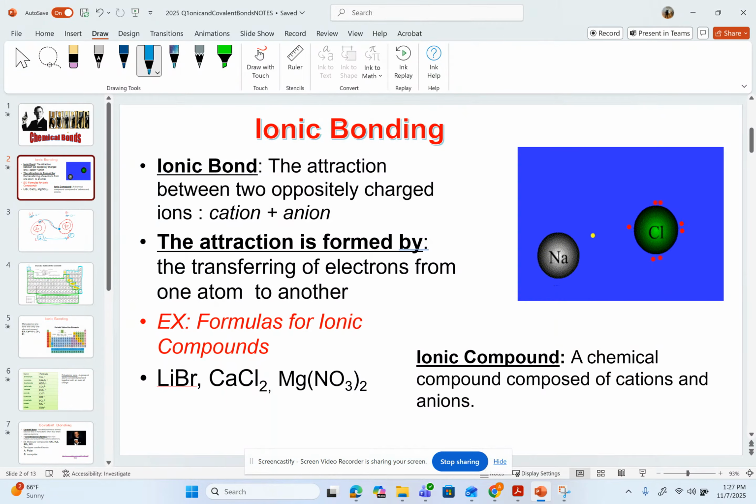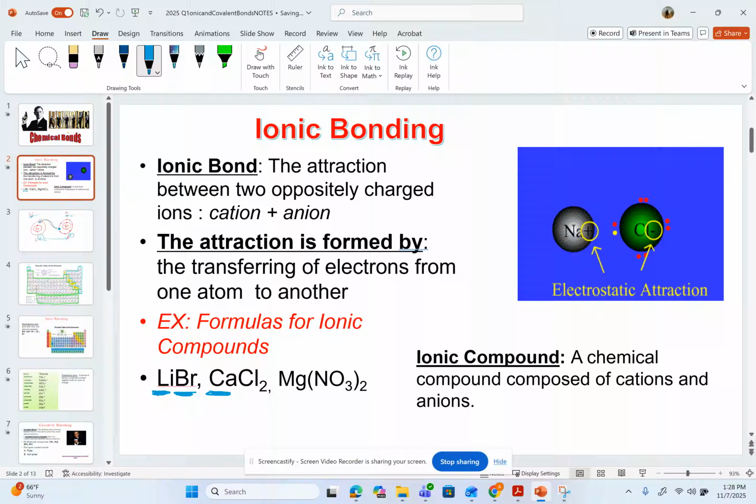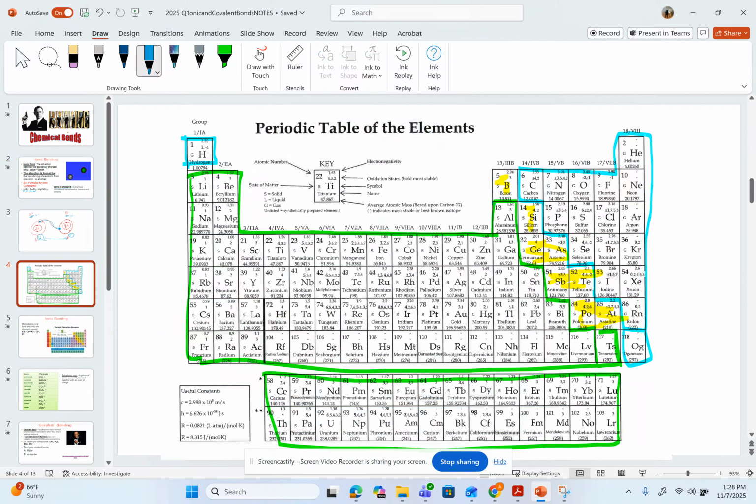When we're talking about formulas that represent substances that have ionic bonding, the metal is always going to be in the front and the nonmetal is always going to be in the back. So the cation will be in the front, the anion in the back. Anytime you have a substance that has ionic bonds, we will call it an ionic compound. When an ionic compound forms, ionic bonds are formed.